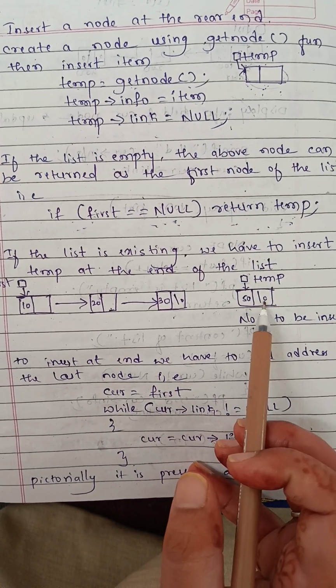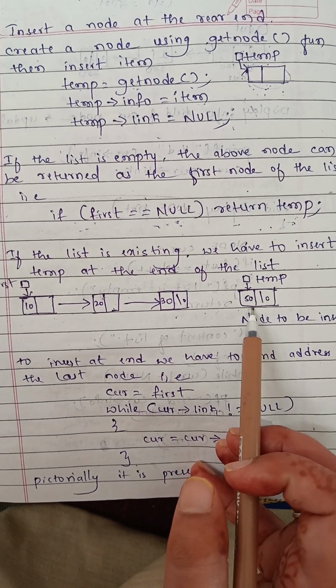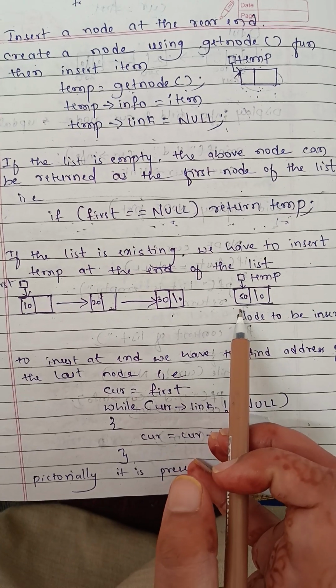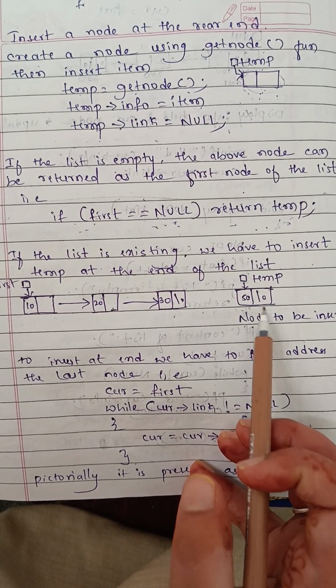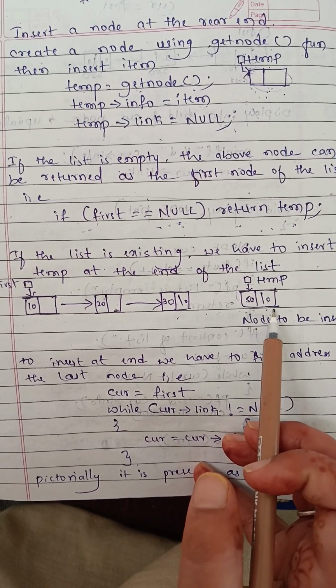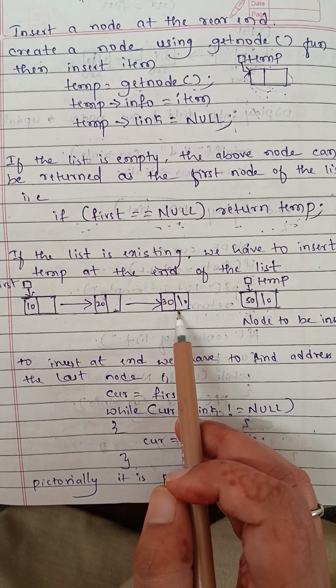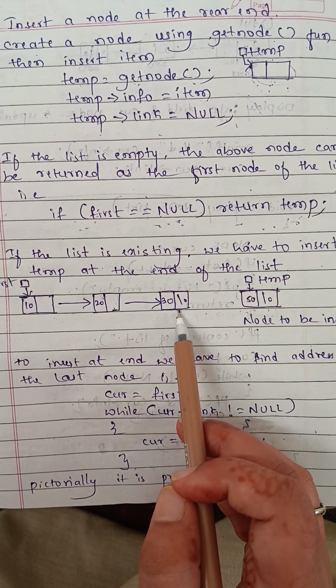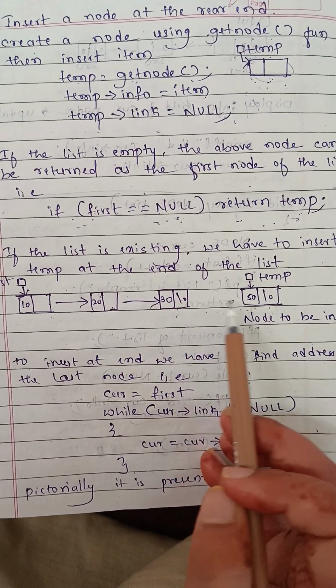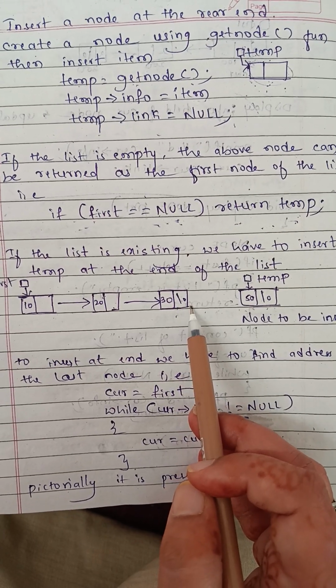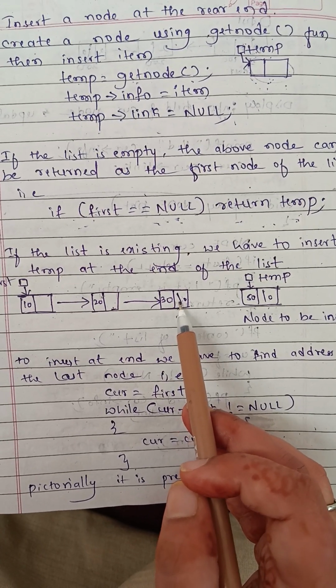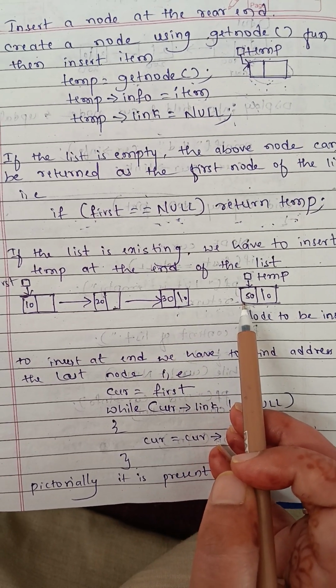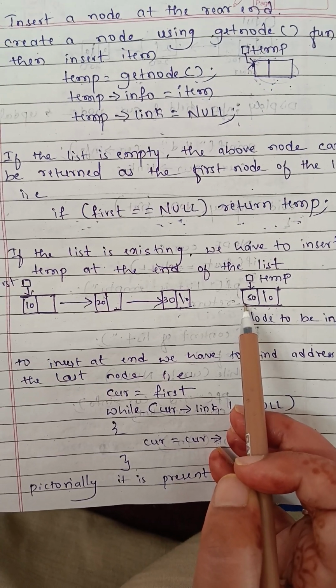In order to create it, you use the getNode function, temp, and you assign temp of info and temp of link equal to null. Why have you taken temp of link as null? Because it is the last node, right? In the list the null value already exists, but once you connect, this null is deleted, and it holds the address of the new node you created.